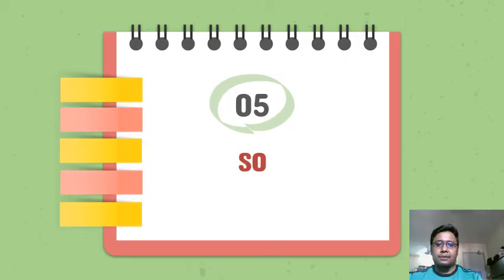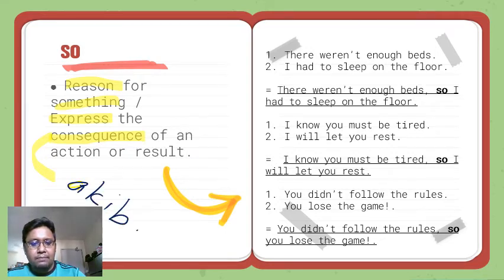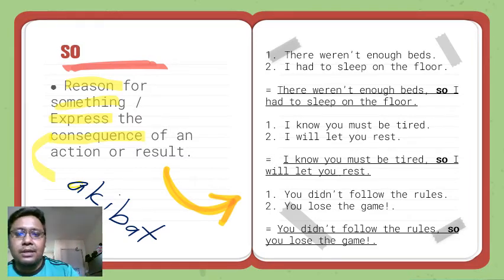Now, moving on to the next one, which is "so". Okay, so is used to tell the reason for something or to express the consequence. What is the meaning of consequence? Let me use a different color here. In Bahasa Melayu we say akibat. Now let's take a look at number 1.